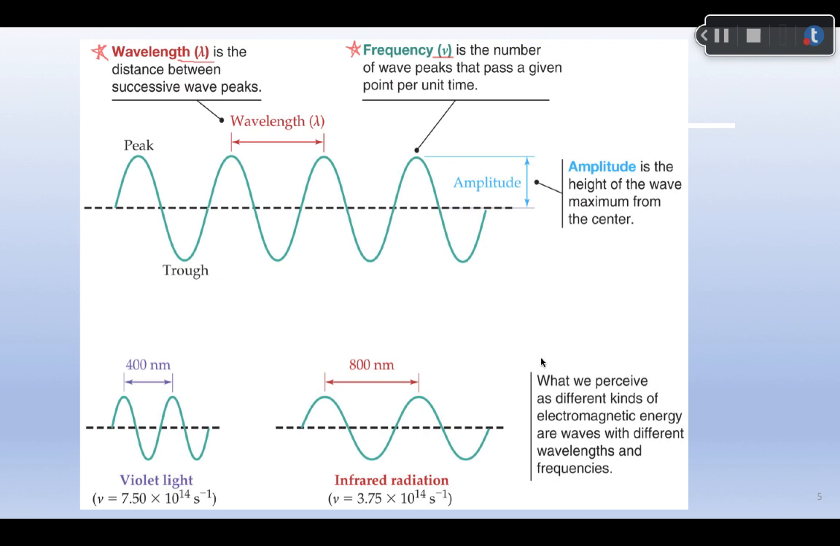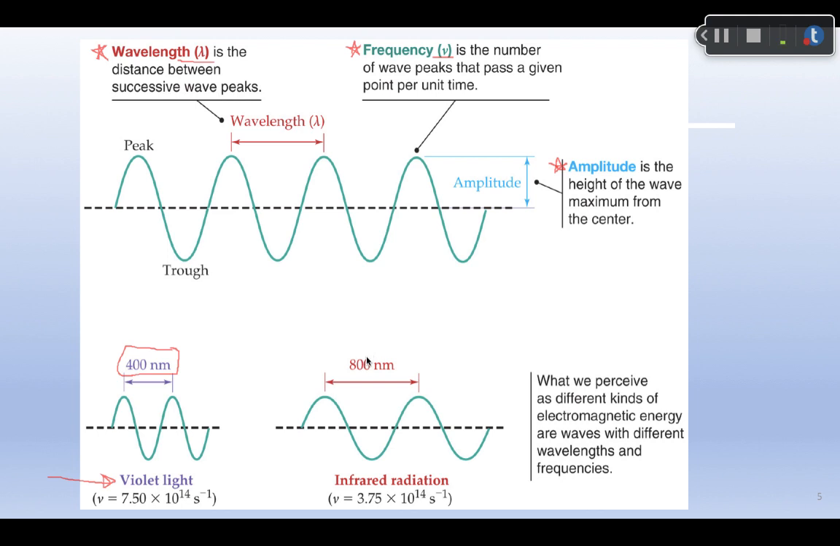The other aspect of the electromagnetic energy is amplitude. In other words, how high, how much energy there is in these waves from the center. And so there are peaks and troughs in any wave diagram. If you're looking at different colors of light in the electromagnetic spectrum, I'll show you that in a moment. Violet light has a much shorter wavelength of approximately 400 nanometers. A nanometer is 10 to the minus 9 meters.